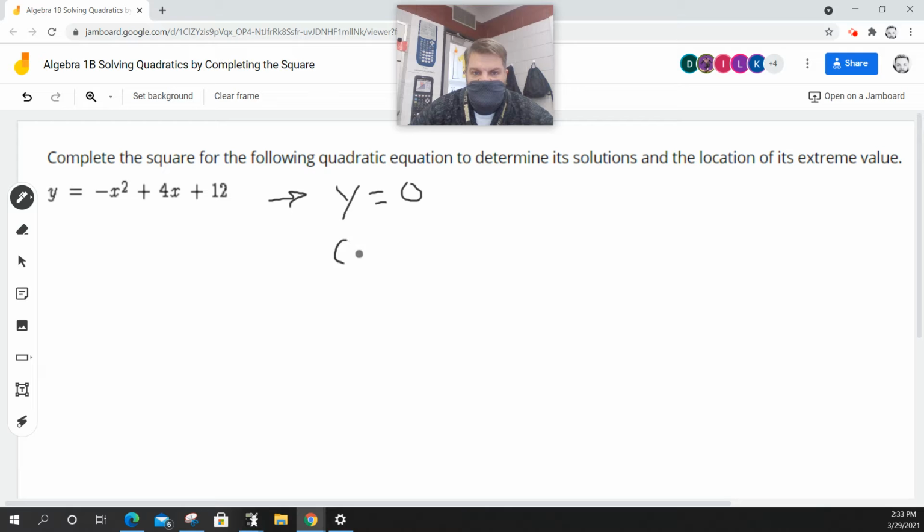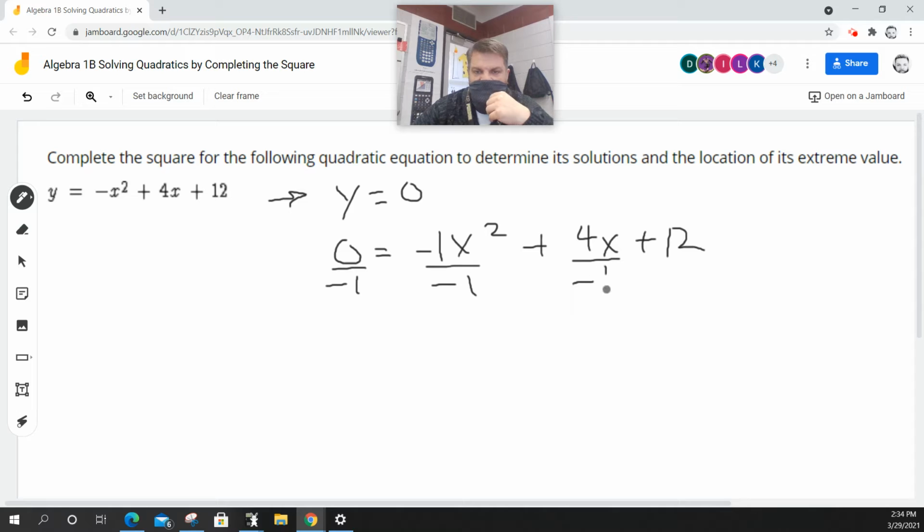So we're going to say 0 is equal to negative x squared plus 4x plus 12. Now, I really like it if this negative 1 is a positive 1. So what I'm going to do is divide everything by negative 1. It just makes things easier. If I'm able to complete the square, I almost always want that a term to be 1. You could do it the other way, but this will make it easier.